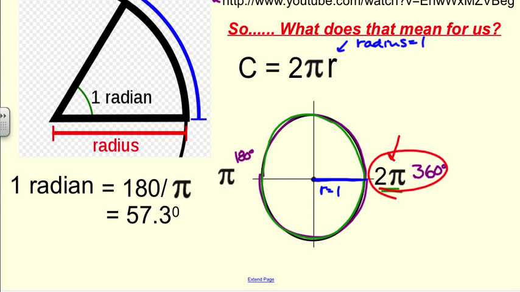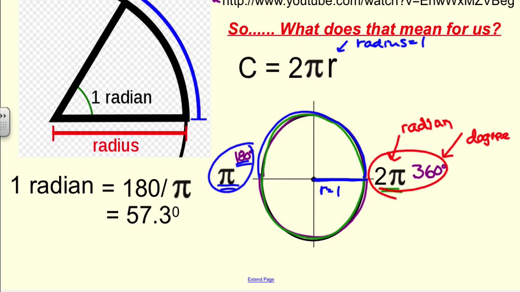This would be what we call radian measure. This is degree measure. They are equivalent to each other. If you're looking at going halfway around your circle with a radius of 1, 180 degrees we talked about, as a radian it would be half of 2 pi, so just pi. So these two angles are equivalent to each other.